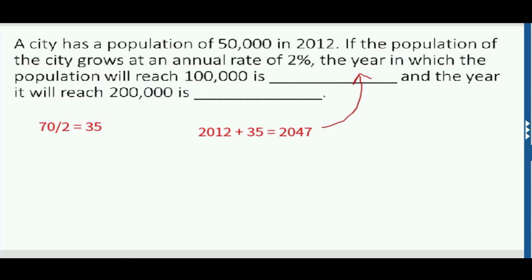And then to get the next one, when it doubles again, we're just going to do 2047 plus 35 and get 2082. And that's going to be our answer for this line.